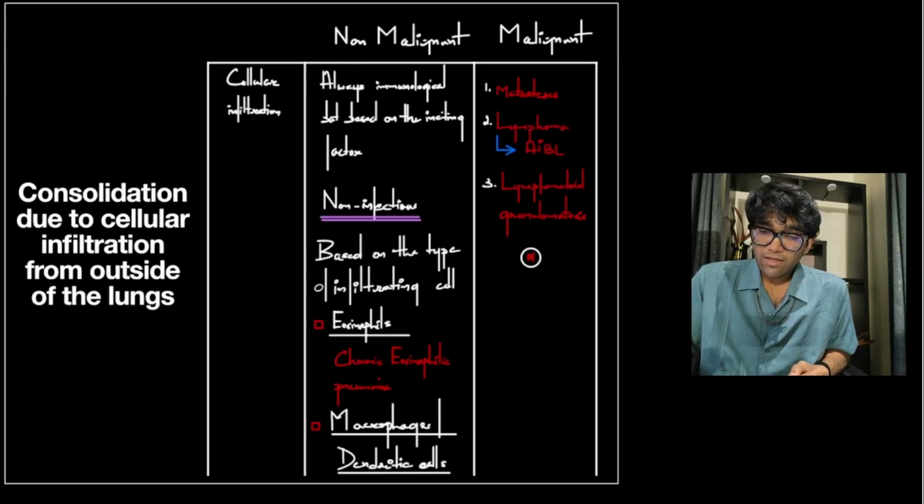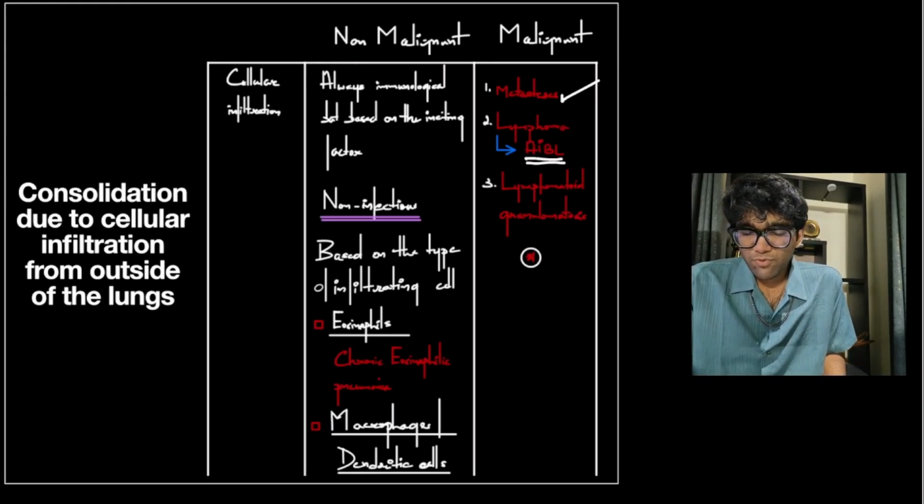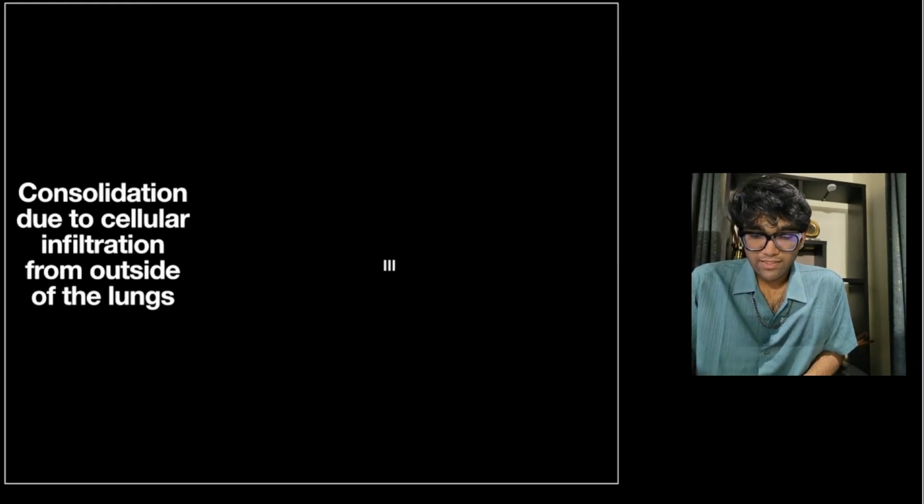On the malignant side of things, we have lung metastasis. We have lymphoma, specifically angioimmunoblastic T cell lymphoma. Then we have lymphomatoid granulomatosis, which is a lymphoproliferative disorder associated with an EBV infection, and we'll be comparing it to lymphocytic ILDs in a subsequent talk on ILDs. So these are the malignant infiltrates. In the next slides, I'll only be talking about non-malignant cellular infiltration into the lung.